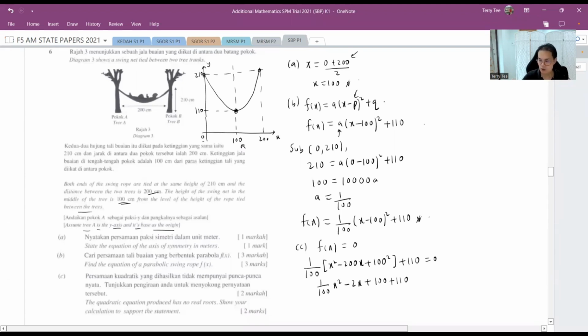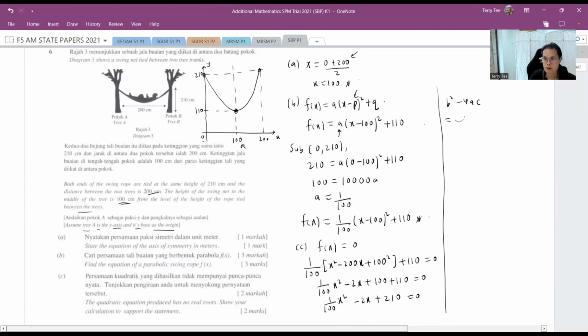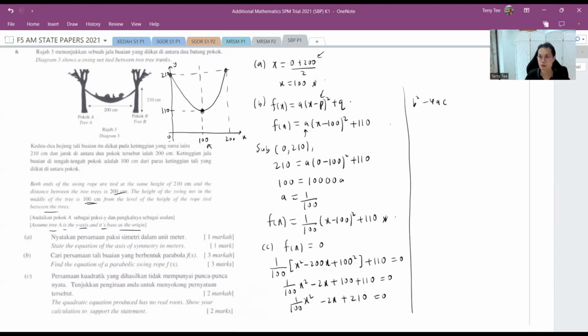Okay, so this will give us, equal 0 here, 1 over 100 x squared minus 2x plus 210 equals 0. Okay, so to show that it has no real root, normally we use b squared minus 4ac. I'm going to write this over here. Your b is negative 2, and 4ac with c being 210.